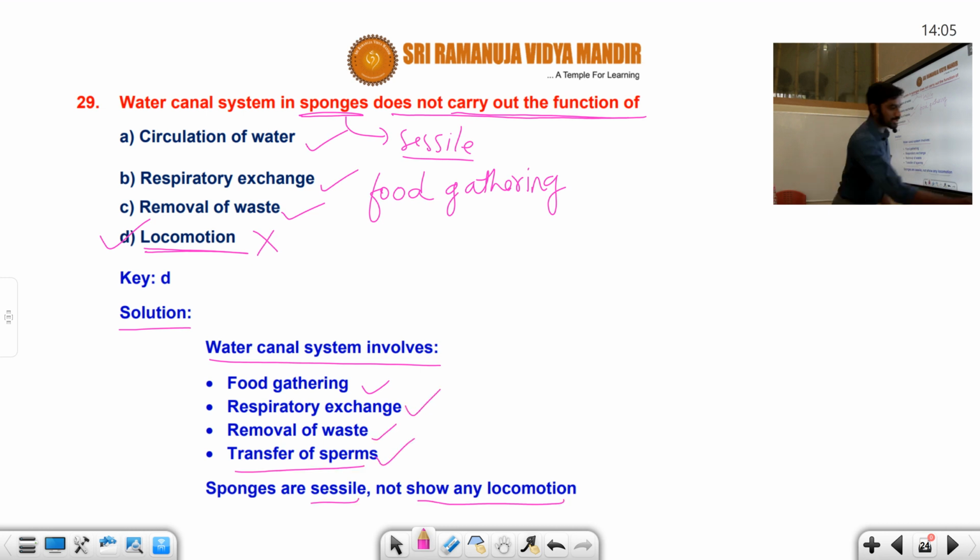Next, the other one is 30, ciliated comb plates. If you remember, the ciliated comb plates are observed in Pleurobrachia, okay, it is a common example, and it belongs to the phylum Ctenophora, right?